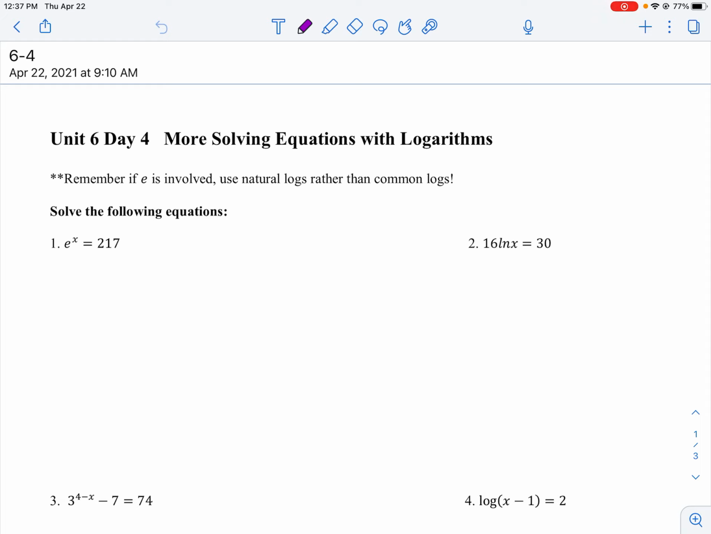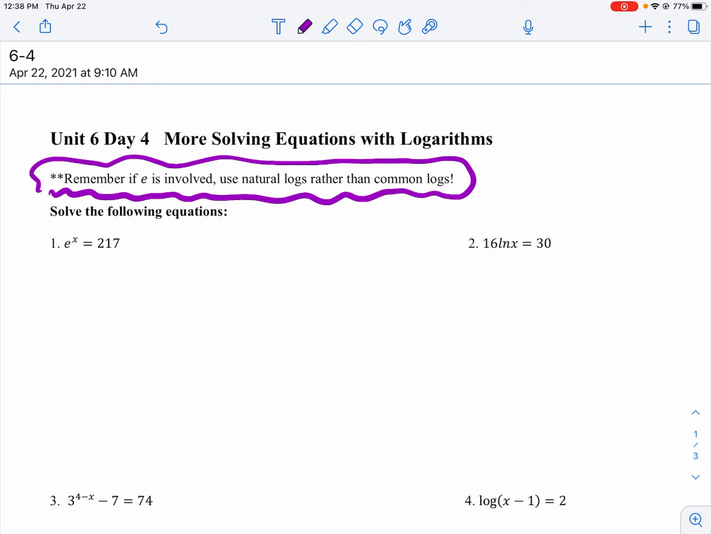But anyway, here's what we're doing today. More solving equations with logs, pretty self-explanatory in the title. But we haven't talked about this guy here, and this is the last piece I want to talk about. Didn't realize that was so big there. There we go. It says star, star. Remember, if e is involved, use natural logs rather than common logs.